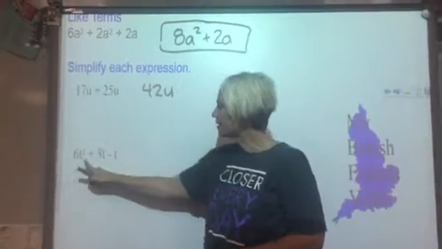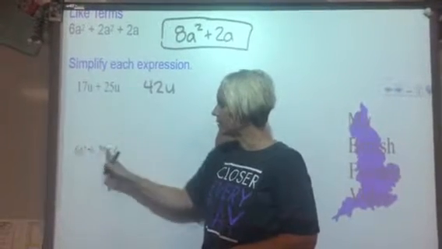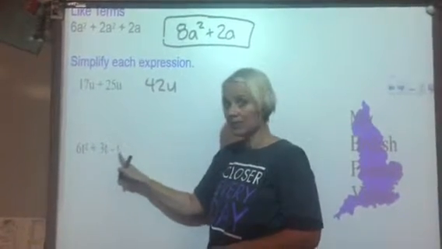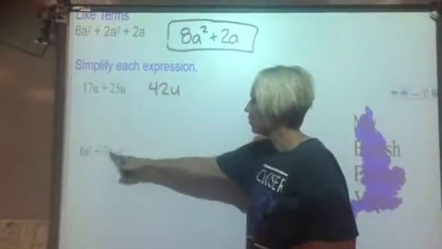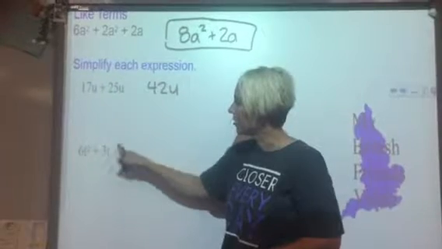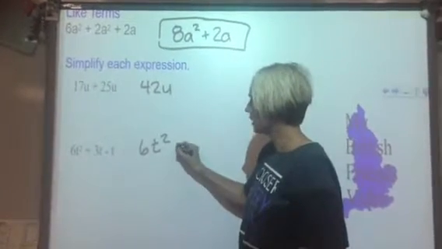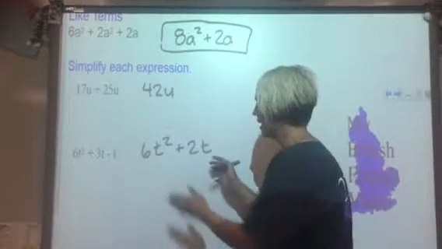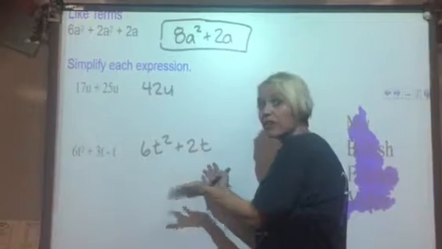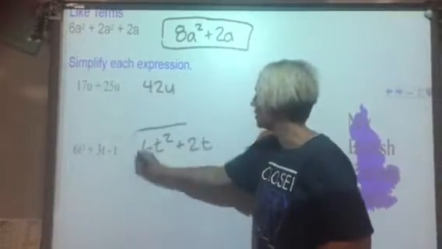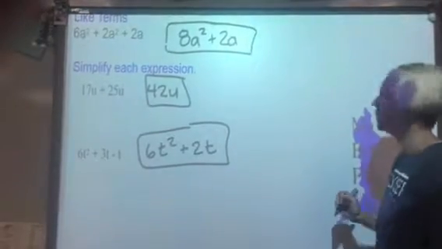Here I have 6t squared plus 3t minus t. If you look, this is a different power than these two. These are both t to the 1, just t. So I can put them together. So 3t minus t, 3 tacos minus a taco would be 2 tacos, right? So I have 6t squared plus 2t. I cannot put these together. Different power. Same letter, but different power. So this is what we would consider to be simplified. Okay? You can work another example in a moment here.